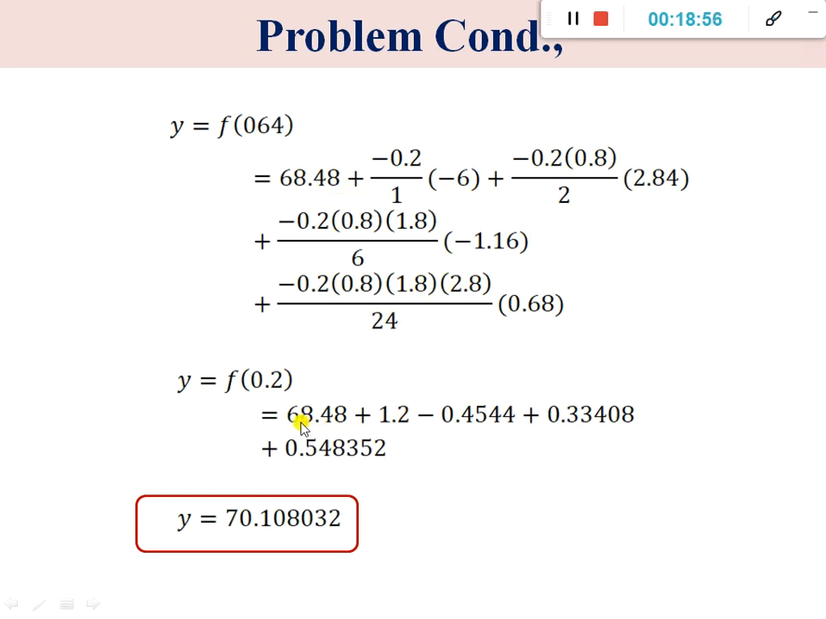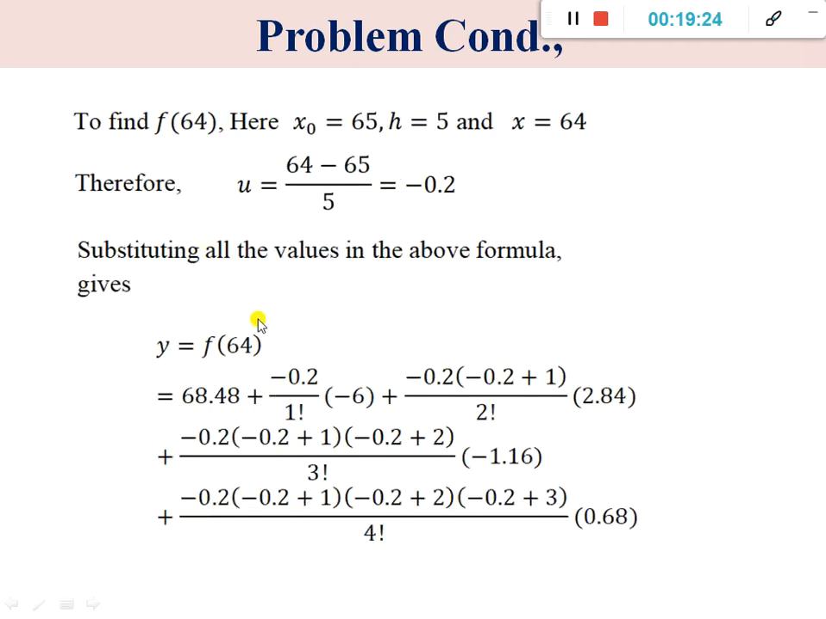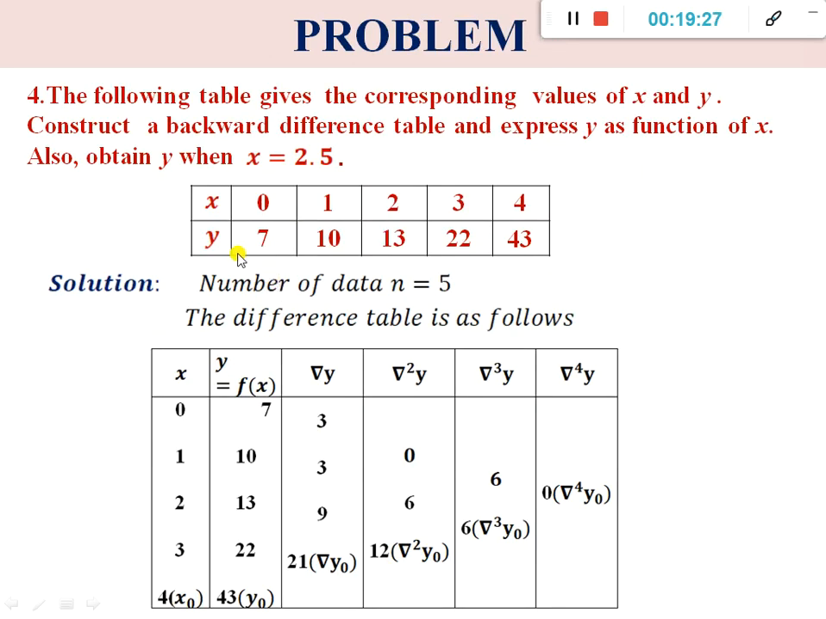I will get the values of 68.48 plus 1.2, this is the second term value, minus 0.4544, this is the third one. The fourth one gives the value 0.33408. And this fifth term, the last one, gives 0.548352. So altogether the simplification value is 70.108032. This is the value at x is equal to 64. So let us move on to the next problem.